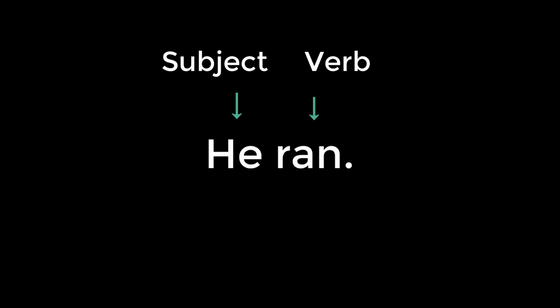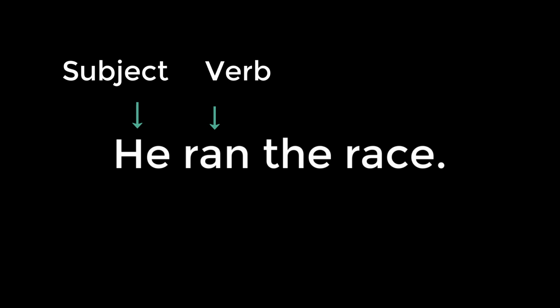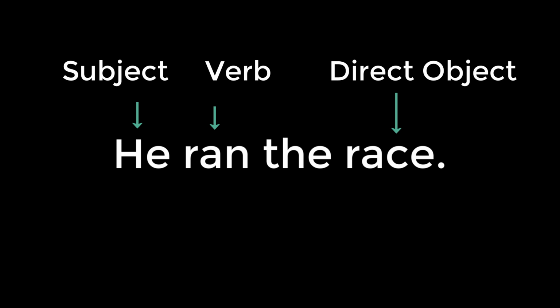He is our subject because it is performing the verb ran. He ran the race. Again, he is our subject because it is performing the action of the verb ran. Race is our direct object because it is that which is being run. What did he run? He ran the race.